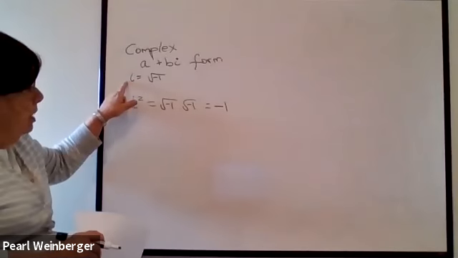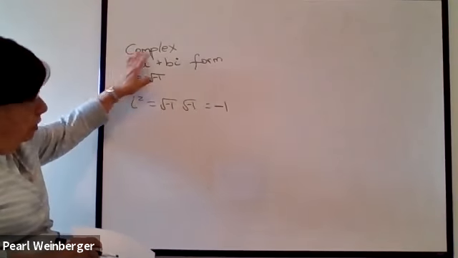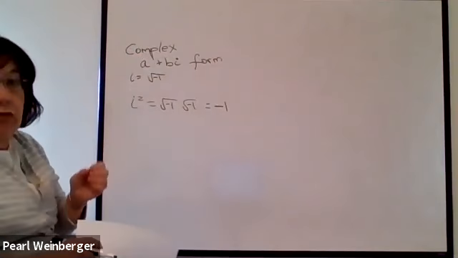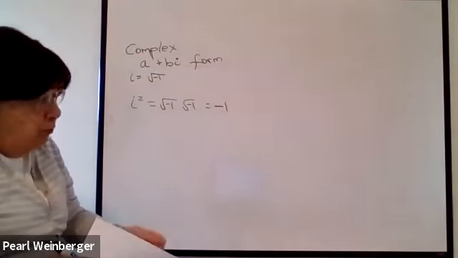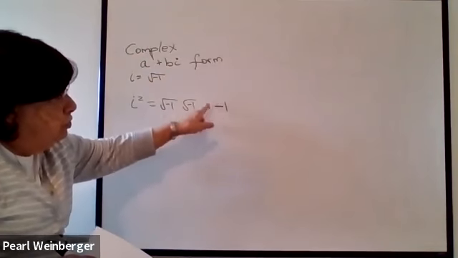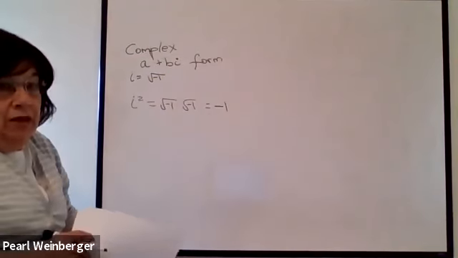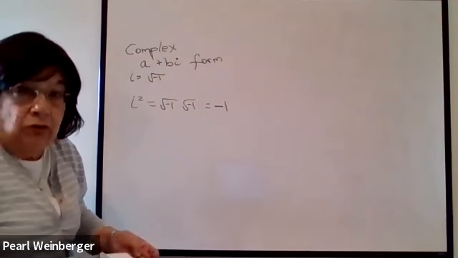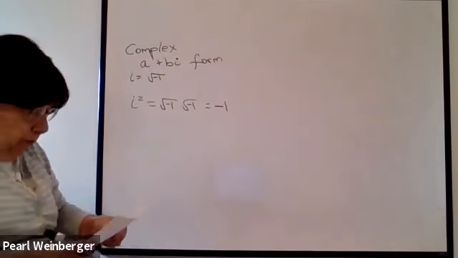Notice, i is the square root of negative 1. You leave it because it's a radical, an irrational number. But i squared doesn't have any square root in it. It's just regular negative 1. And therefore, instead of writing i squared, we're going to write negative 1.